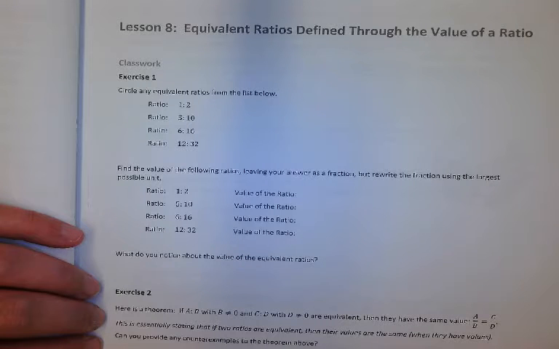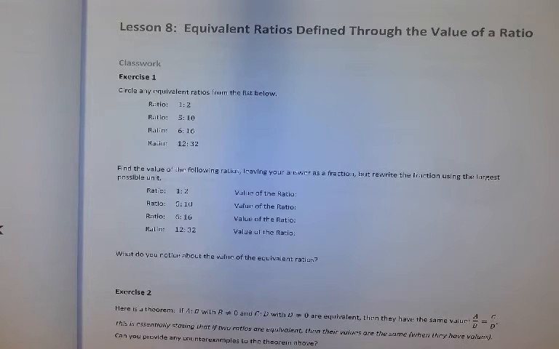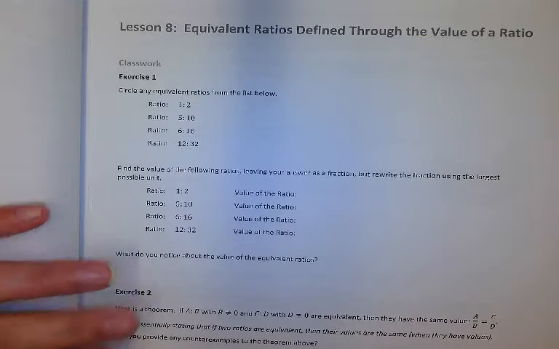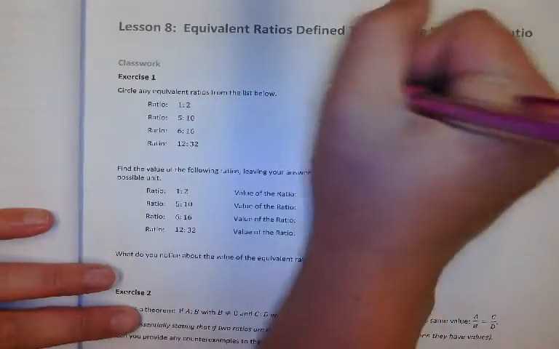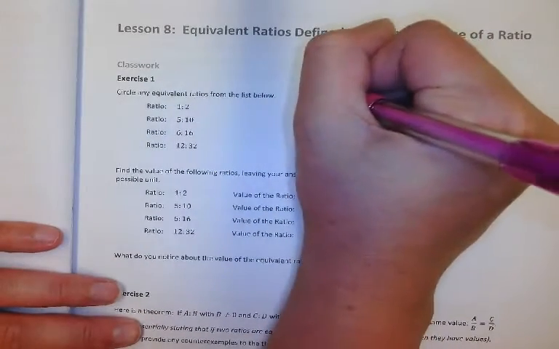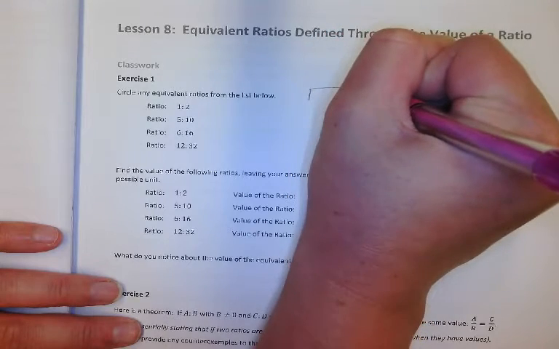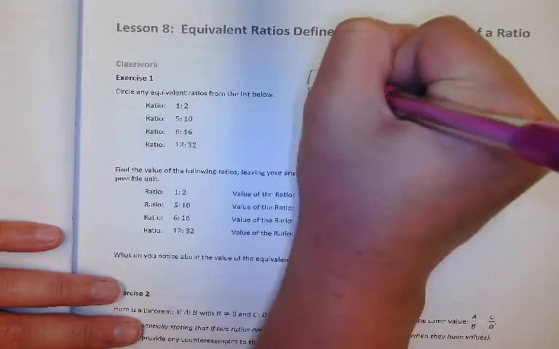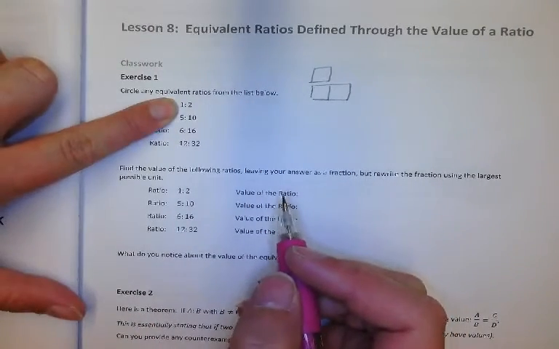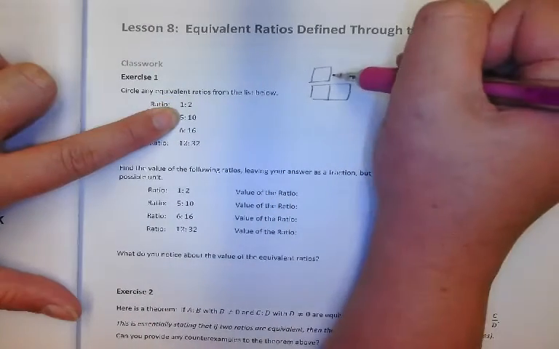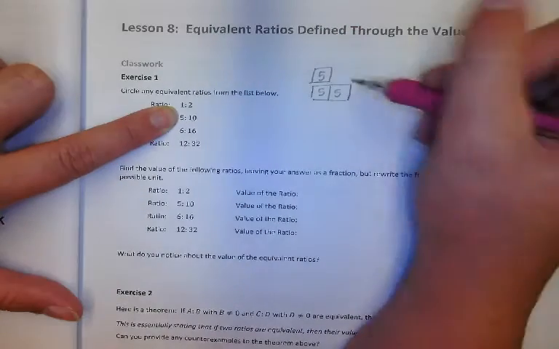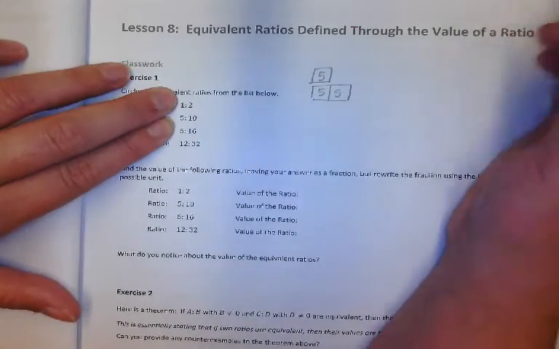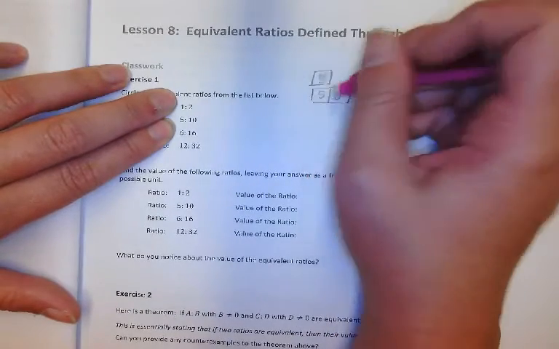Here we go. It says circle any equivalent ratio from the list below. So remember equivalent ratios, we can show they are equivalent by putting them in a tape diagram. That's one way we could show that they were equivalent. I'm going to make this 2. 1 to 2. Okay, so this is the ratio 1 to 2. What can I put in the 1 spot to get a 5? Well, 5. Are they equivalent? Yeah.